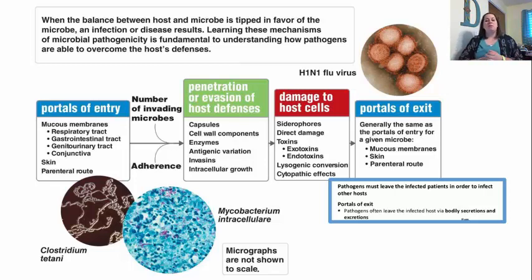And so when we look here, the portals of entry are important, but also, do they have a way to penetrate or evade the host defenses? Do they have a capsule? Do they have those special cell wall components? Do they have enzymes? What kind of damage to the cells do they do? Or is it due to toxins? What is the portal of exit? How do they leave and transmit to somebody else? These are all things that are really important when we are discussing how these microbes gain an advantage over our immune system, but also how they're passed from one person to the next.